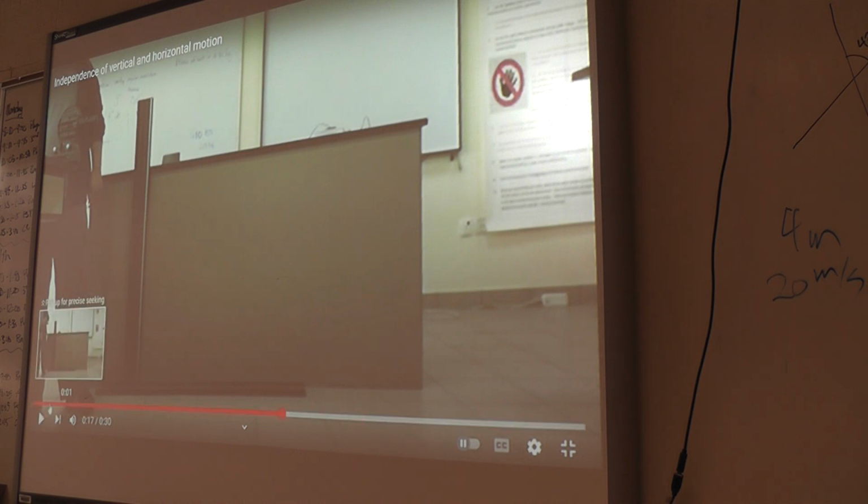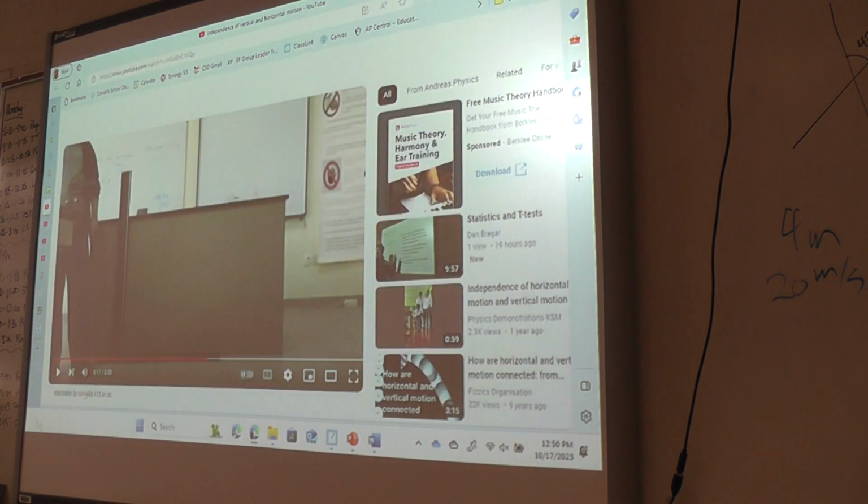But one of them is also moving left to right at the same time. And we're going to take advantage of that. That's one of the key features of projectile motion, is that if something has a certain distance to fall, it will take the same amount of time to fall that distance regardless of whether it's moving horizontally or not.